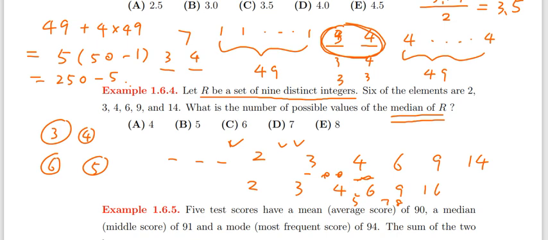So we just check like this. How about if we put 3 numbers here? 9 can also be the median. And if we put 3 numbers here, 1 number here, 2 numbers here, then 8 also can be the median.